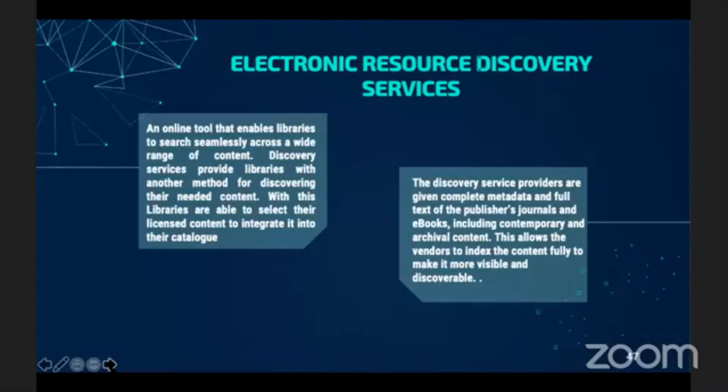The discovery service providers are often given complete metadata and full text of publishers' journals and ebooks, including contemporary and archival content. This allows the vendors to index the content fully to make it more visible and discoverable. An important feature of a discovery service is its ability to provide results based on relevancy ranking using a unique method that is a combination of dynamic and static ranking. When I say dynamic ranking, it includes term frequency, field weighting like the author or title, or term manipulation like synonyms, stemming, and all the other functions. Static ranking includes content type, date published, the peer review status, the citation, and all those things.